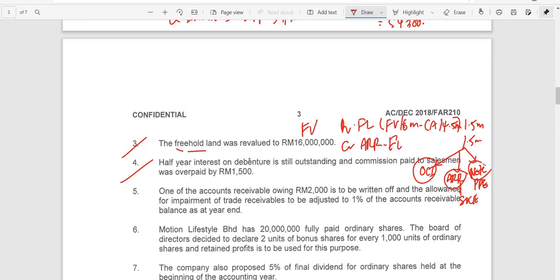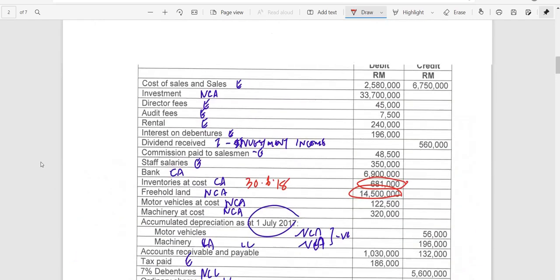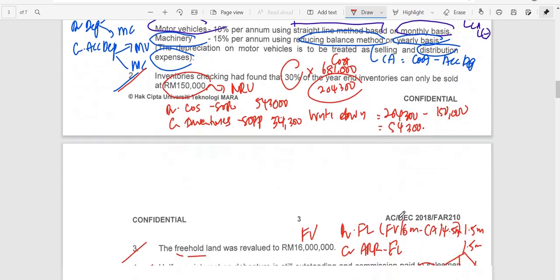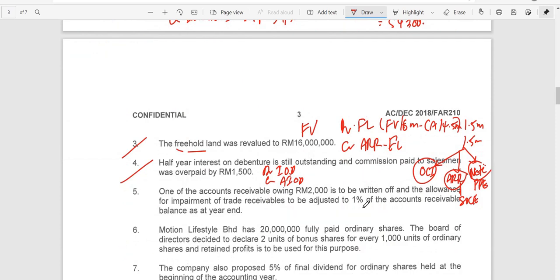Next, we look at half-year interest that is still outstanding. So this is actually accrued interest. So debit interest on debenture, IOD, credit accrued interest on debenture, right? Half-year interest, you need to go and calculate how much is half-year, since the interest on debenture was 196 and you have 7% debenture from 5.6 million. So go find them and multiply that with half. So 7% times 5.6 million times half, you get 196.